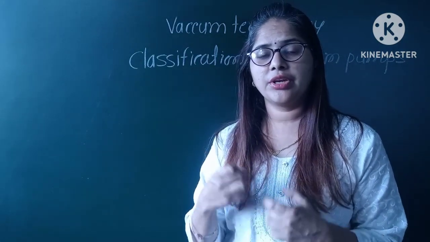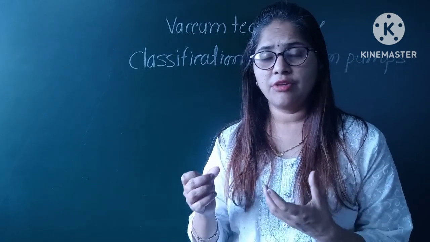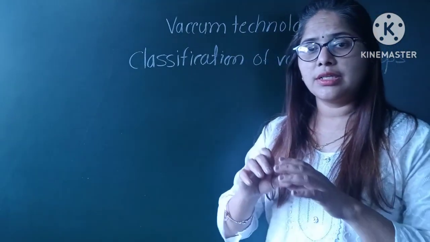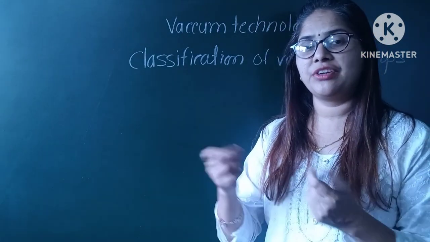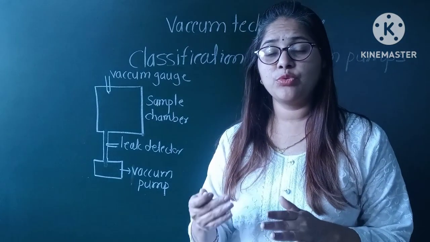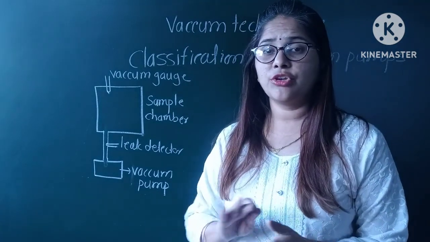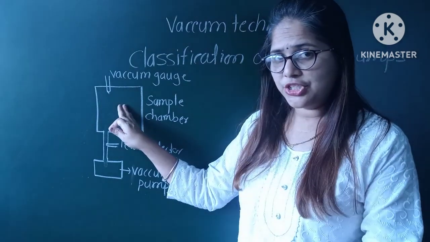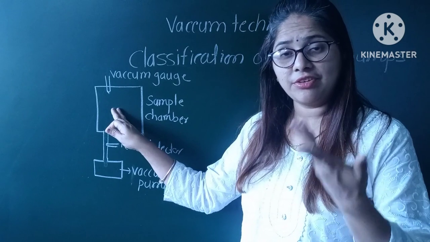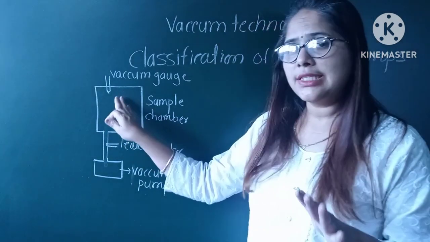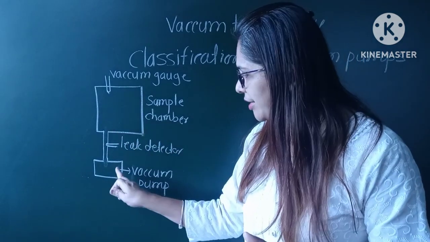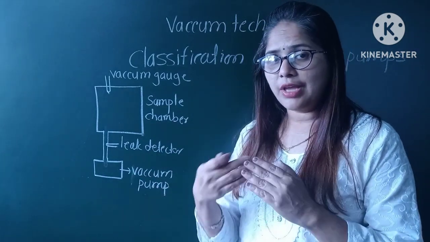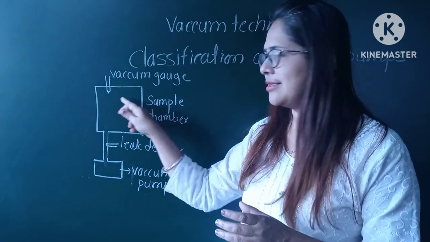To create a vacuum, we need a vacuum pump. Let me draw the block diagram of what elements are present to generate the vacuum. Vacuum technology basically consists of three units. Suppose this is the sample chamber, or characterization chamber, or synthesis chamber, where you want to generate the vacuum for better results of your research. This sample chamber should be provided with a vacuum pump, the first element of vacuum technology. The vacuum pump has the purpose of generating the vacuum inside the sample chamber.